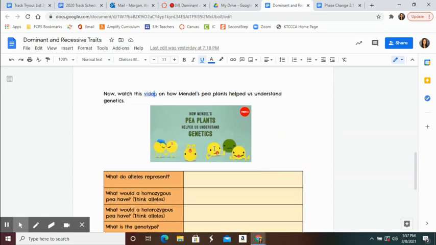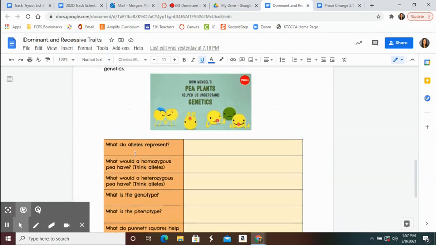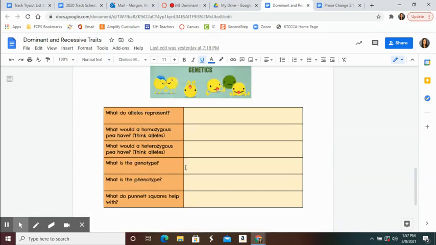That is an interesting clip, and it goes into alleles, which is something we haven't really talked about, and genotype and phenotype, and then segues into Punnett squares, which is something we are going to do on Tuesday. So it's a good little intro to those Punnett squares.